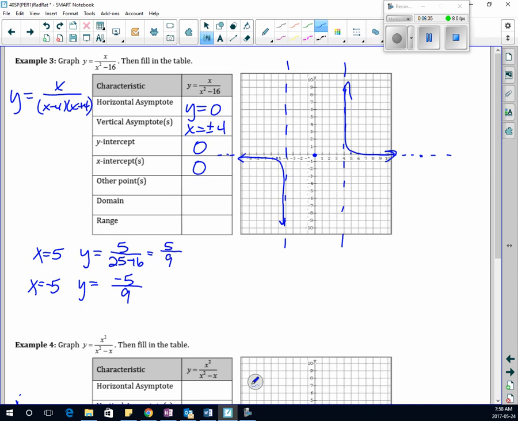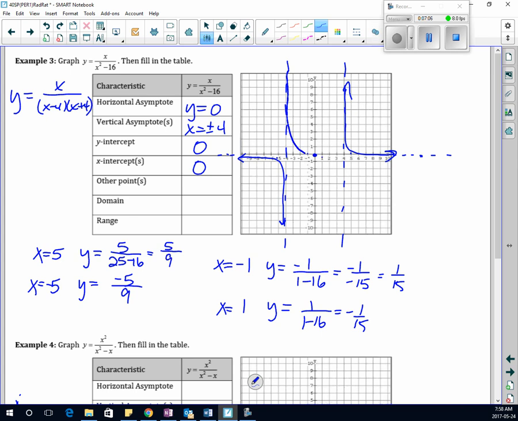Now we just need to figure out what's going on between 0 and the vertical asymptotes. So let's pick when x equals negative 1. I plug that in. I get y equals negative 1 divided by 1 minus 16. Gives me negative 1 over negative 15, which gives me positive 1/15. So it's above the line. And let's see what's going on when x is 1. I get y equals 1 over 1 minus 16. Gives me negative 1/15, which means it's below. So it's hugging it, then it's crossing and coming back.